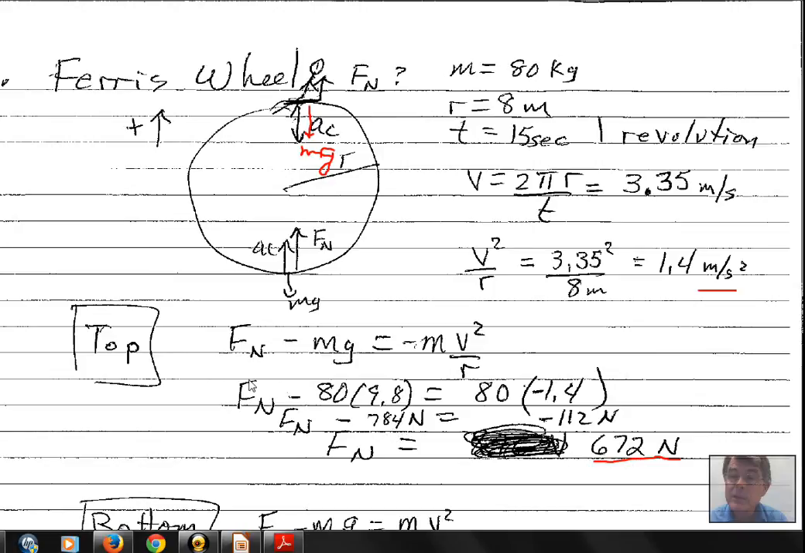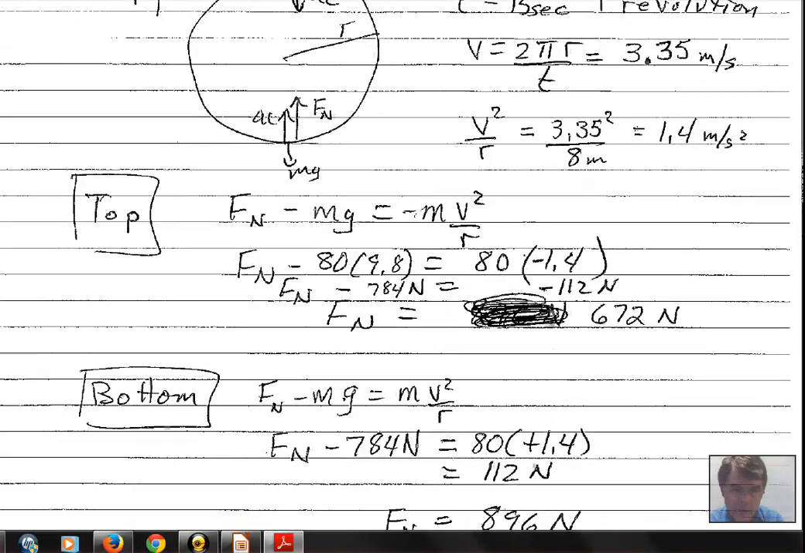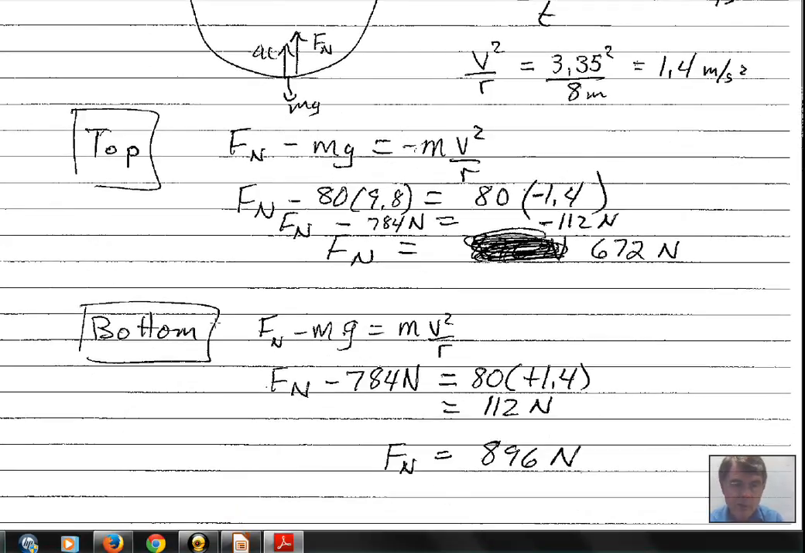So let's take a look now at what happens at the bottom of our motion here. We have a little change in the direction at the bottom of the circle. Again, the same basic quantity: normal force upward minus the weight downward. But now the centripetal acceleration is upward. So we bring in the 1.4 value of centripetal acceleration as a positive quantity in our calculation. And that leads to more force than the weight, 784 plus 112. At the bottom of the ride, the seat pushes up on the person with 896 newtons.